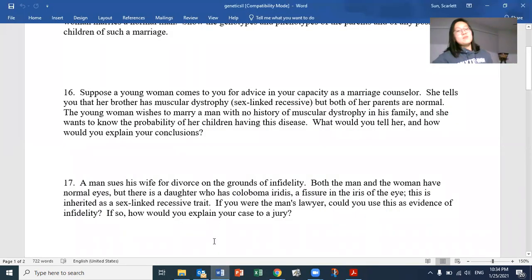Number 17, a man sues his wife for divorce on the grounds of infidelity or cheating. Both the man and the woman have normal eyes, but there's a daughter who has coloboma iridis, a fissure in the iris of the eye. So there's a part in the iris that dips down, and you can see the dark part of it if you zoom into eyes, where the muscle tissue is like strands. This is inherited as a sex-linked recessive trait. Again, they told us, which is really nice. If you were the man's lawyer, could you use this as evidence of infidelity? If so, how do you explain your case to a jury?